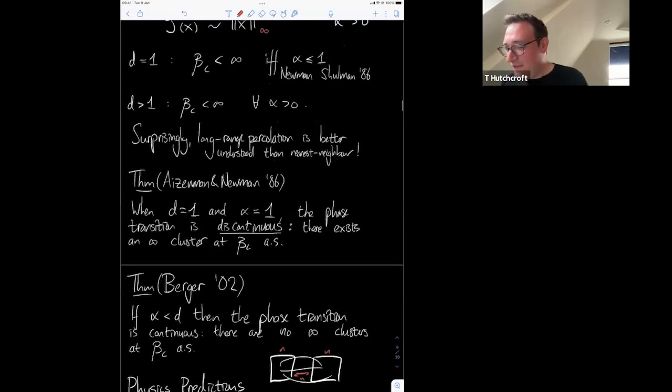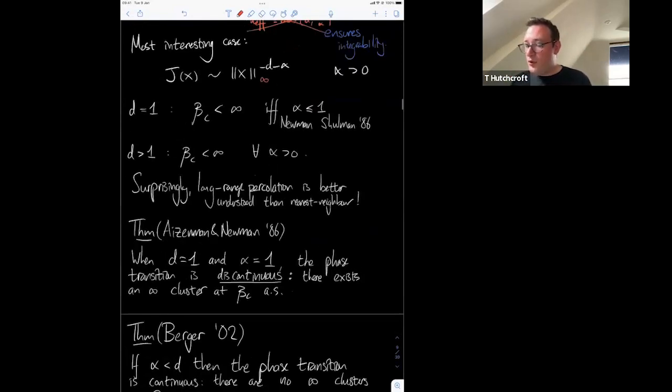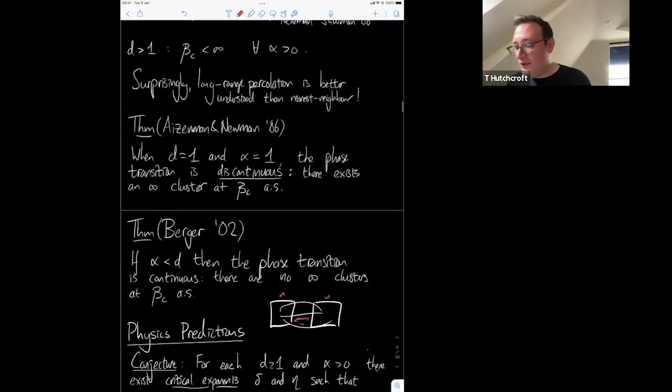Just something to be aware of. One way that we understand these models surprisingly well is that we actually know there are no infinite clusters at criticality under fairly mild conditions on the model. Aizenman and Newman... sorry, Noemberger proved in 2002 that if alpha is equal to d, then there is no infinite cluster at the phase transition. In other words, the phase transition is continuous.